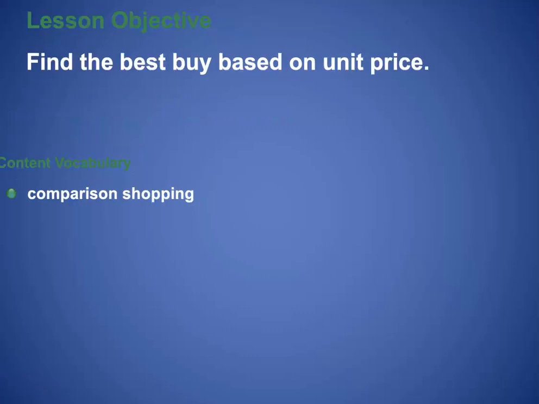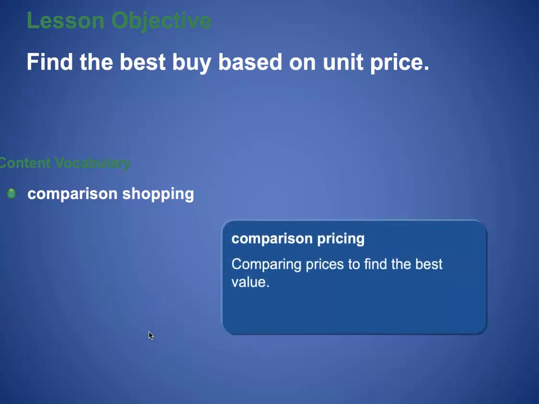Today, we are going to find the best buy based on unit price. So this is kind of the next step after 6.3 unit price. So we're going to talk about comparison shopping. What is comparison shopping? On your notes, you would write comparing prices to find the best value, the best deal, to save the most money, whatever you want to write so you understand what comparison shopping is.